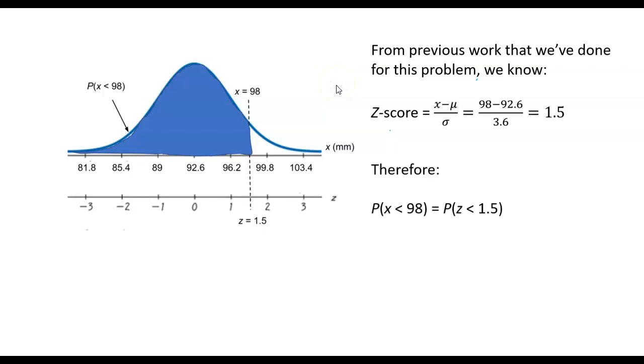So the next thing that we need to do is find the probability that x is less than 98 millimeters, which is, as we now know, exactly equivalent to finding the probability that the z-score is less than 1.5. I will now go ahead and show how to do that using RGuru.